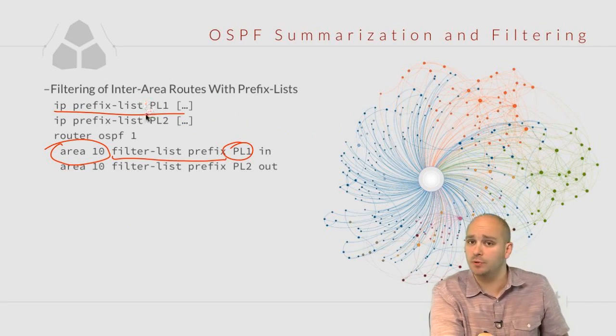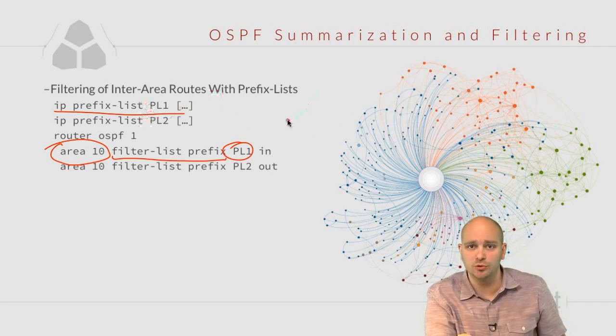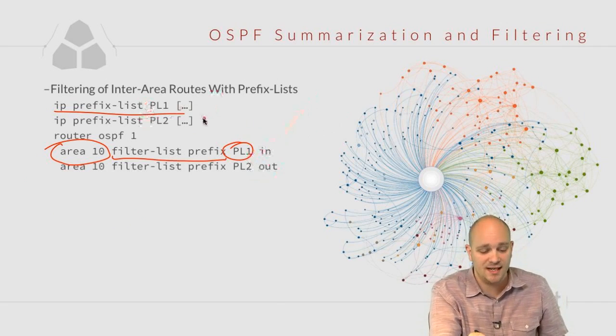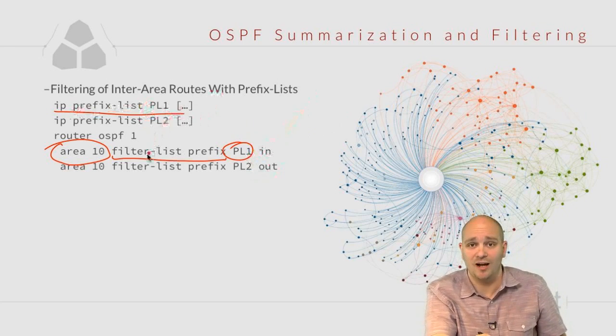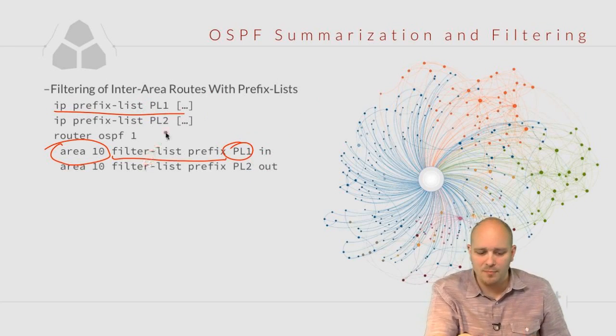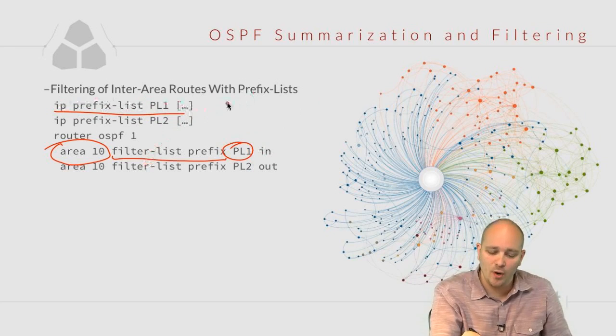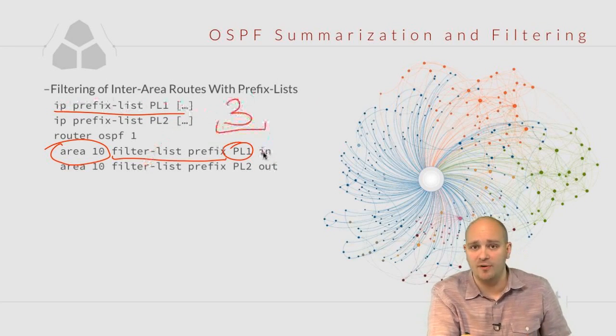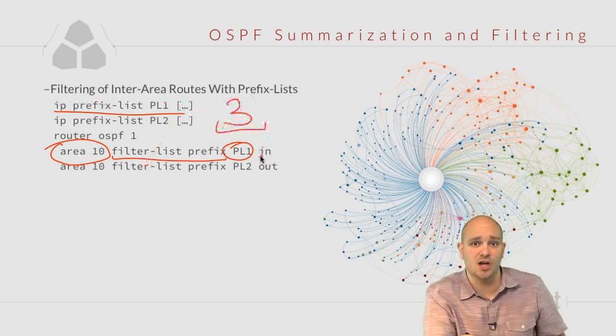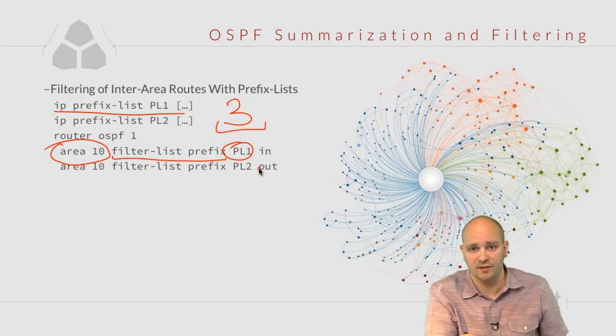If the prefix list permits the routes, they will be allowed to be advertised in a particular direction. I'll talk about the direction in a second. And if the prefix list denies something, then those routes will be denied. Keep in mind that filter lists will affect only type 3 LSAs. Type 5 or type 7 LSAs are unaffected by the filter lists.